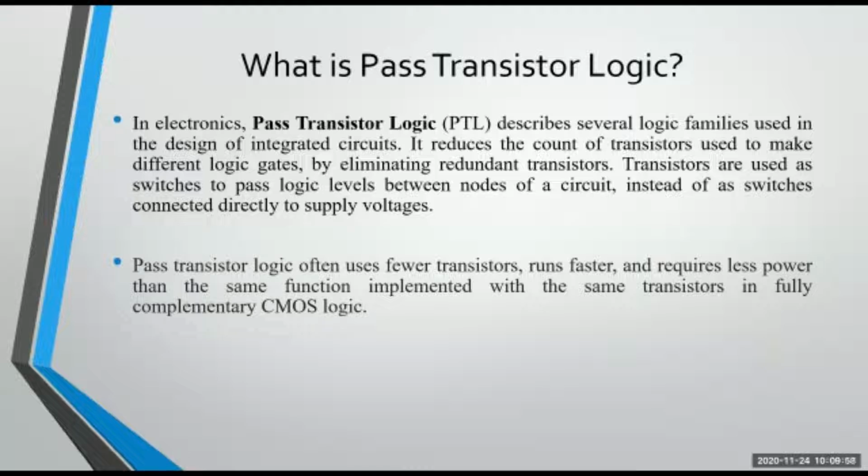If you design a function with CMOS logic, it requires more transistors, and because of that the power consumption becomes more. When you use pass transistor logic, the number of transistors is reduced, so the power consumption will be less and the speed will be greater compared to CMOS logic. That's the main benefit and advantage of using pass transistor logic over fully complementary CMOS logic.